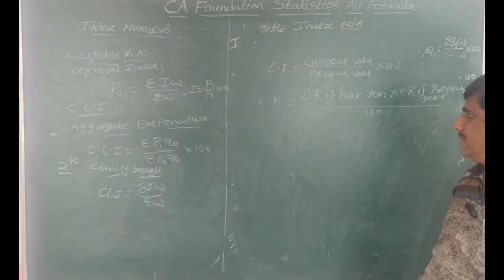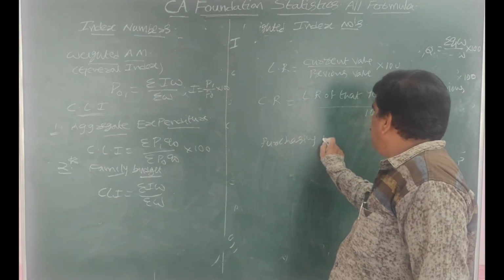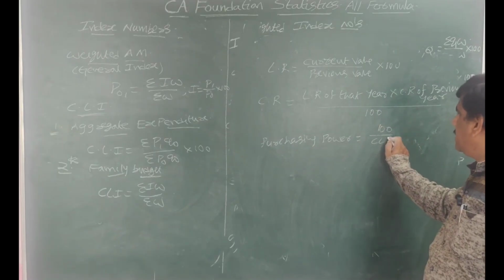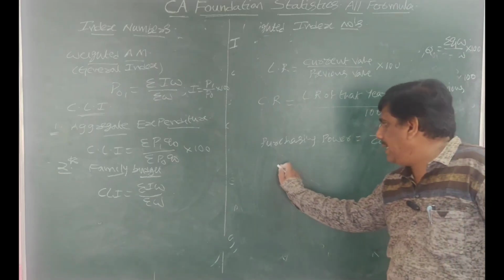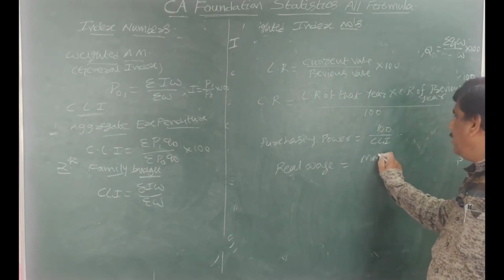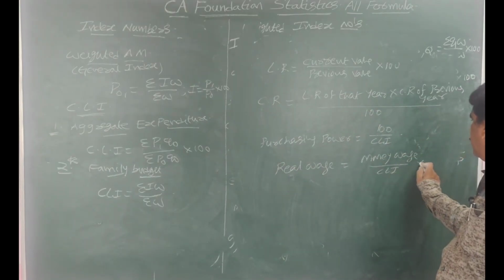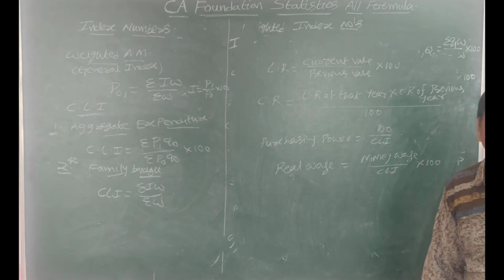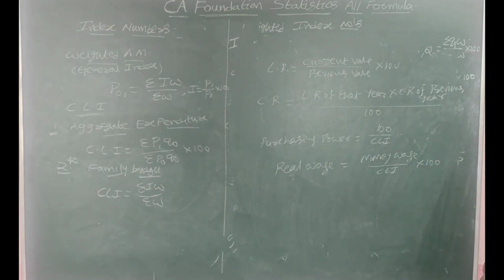Again, you have deflation. In deflation, purchasing power of money. Purchasing power of money formula is 1 by price index or 100 by CLI. Purchasing power is 100 by CLI, and real wage formula is money wage by CLI into 100. These are the formulas in index numbers, mainly unweighted index numbers, cost of living index numbers. Okay, this is about index numbers.